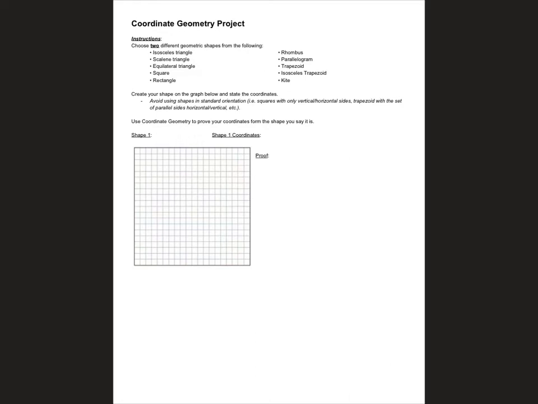Hey, I just wanted to read over the directions on this project so you guys had a very clear idea of what you're supposed to do. So, the first thing you're going to do is pick two of the shapes down below, two of any of these shapes.